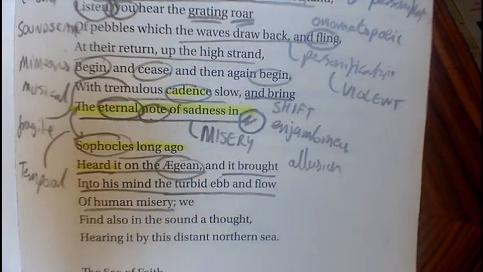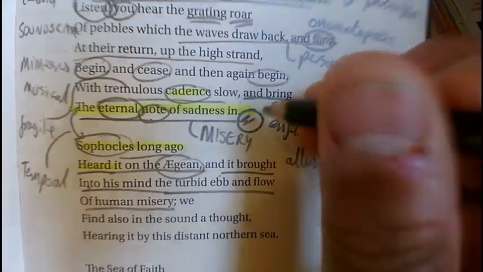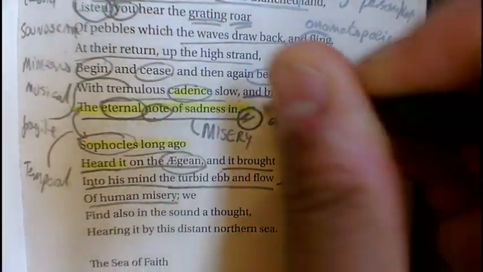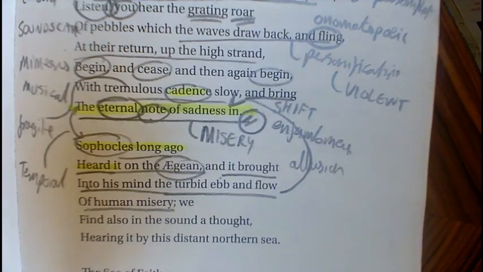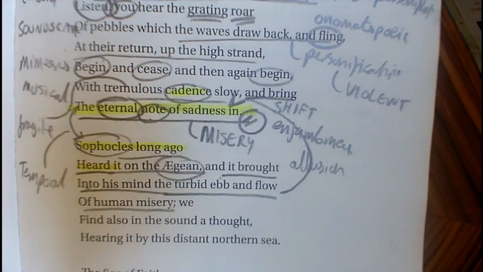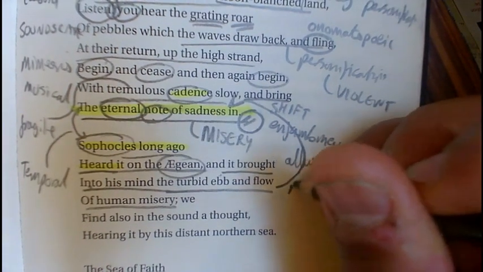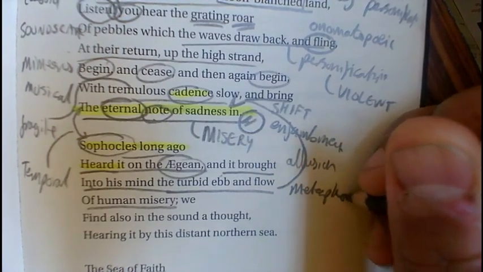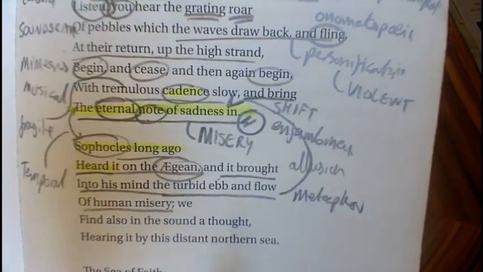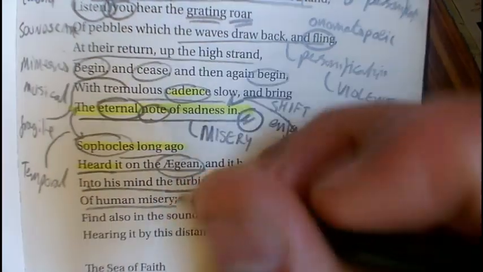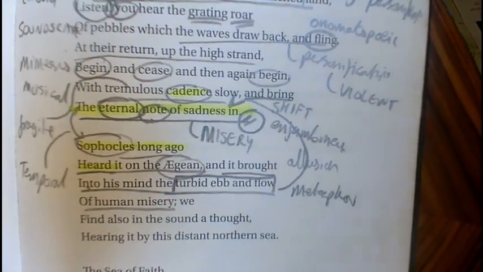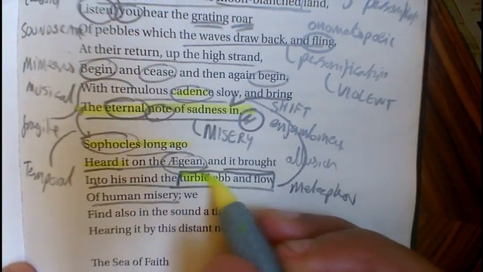And we finally understand, just going back to this line here, the eternal note of sadness, we finally understand why it's an eternal note of sadness and what that metaphor meant in the first place. And this eternal note of sadness represents, I'll go for metaphor again, represents to Arnold's mind and to Sophocles' mind the experience of human misery, the fact that it is a turbid ebb and flow. And this is a very important metaphor.